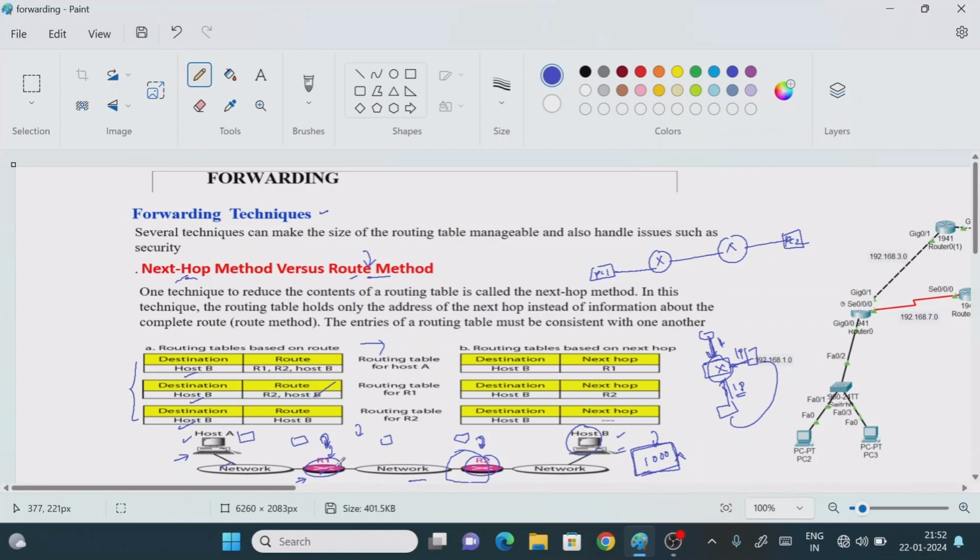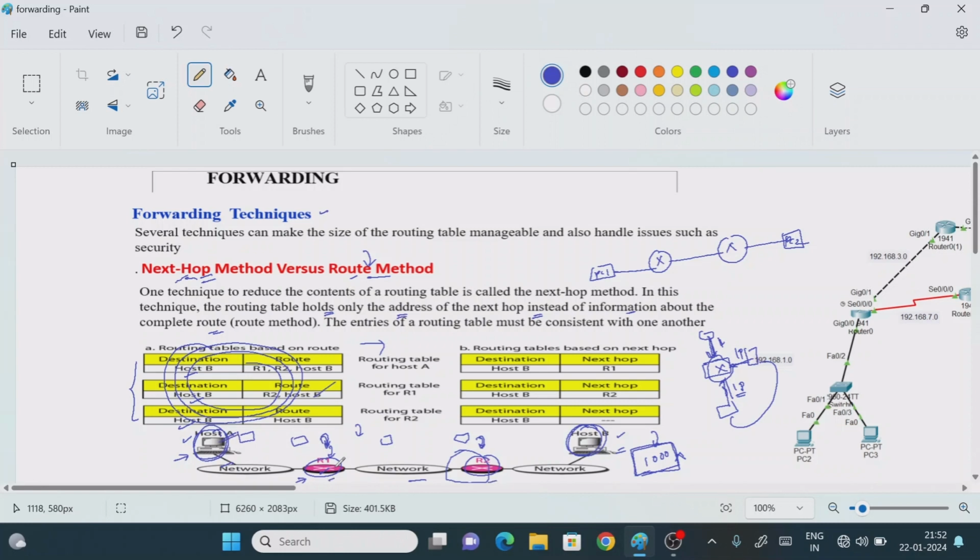So for that they invented something called the next hop method. What does this mean? In this technique, the routing table, nothing but the database of each router, holds only the address of the next hop instead of the information about the complete route. In the route method, it is going to learn about the complete route, how the packet is going to be sent. But here, the same scenario I'm going to consider. If I want to send the packet from host A to host B, earlier host A should know about the what?